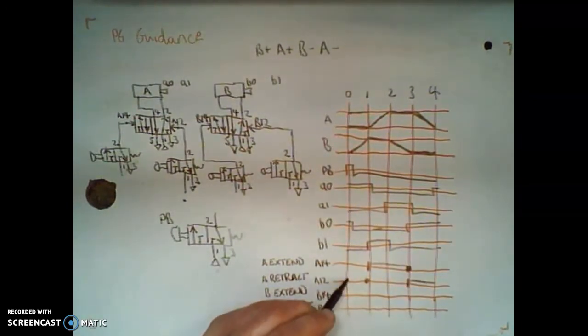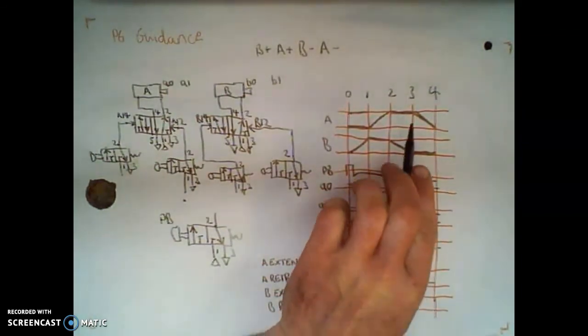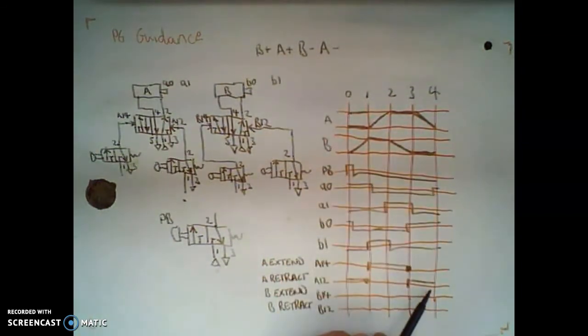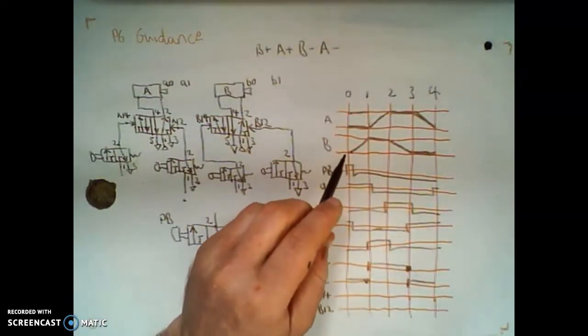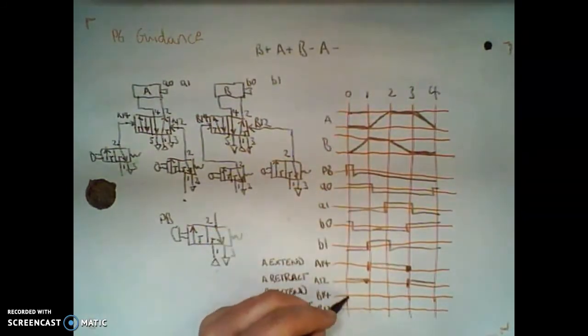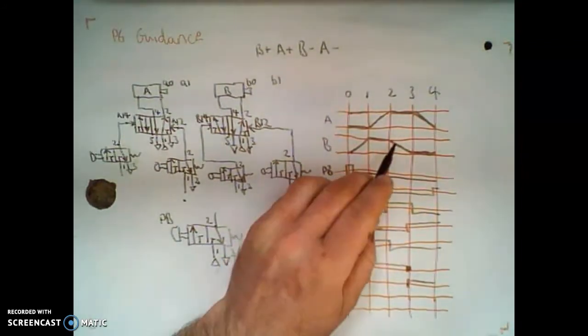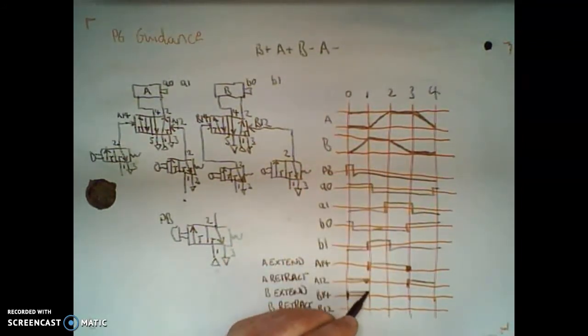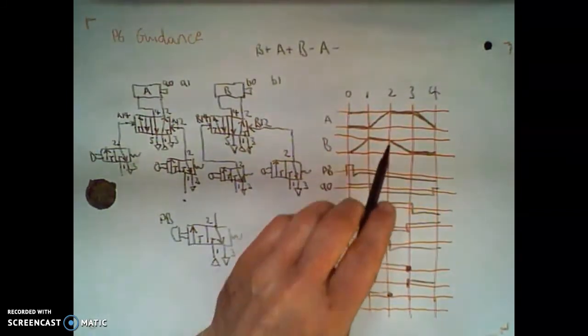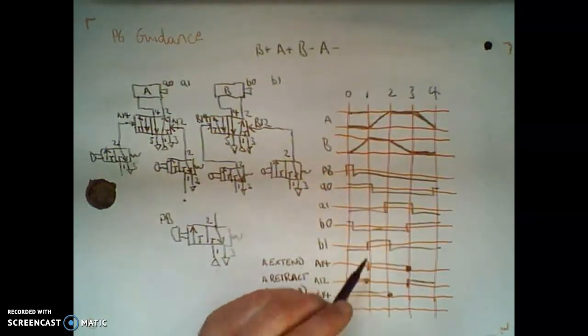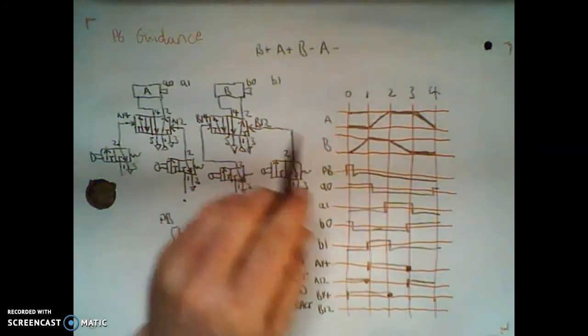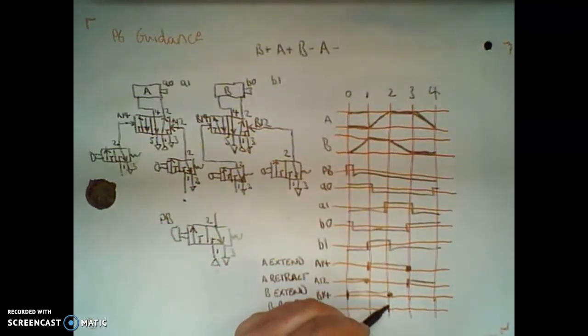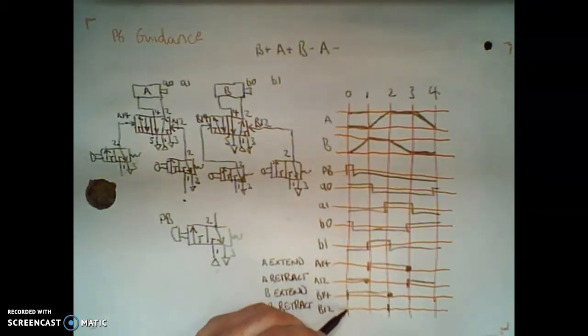So if I join that up, A retract has to start retracting there, and it definitely has to be off here because it can't be on whilst it's trying to extend. And B14 is to make B extend, so it's going to start there, and it has to be off in step 2 because it can't be on whilst the cylinder is trying to retract. And then B retract, B starts to retract there, so it's going to come on there, and it has to be off here.